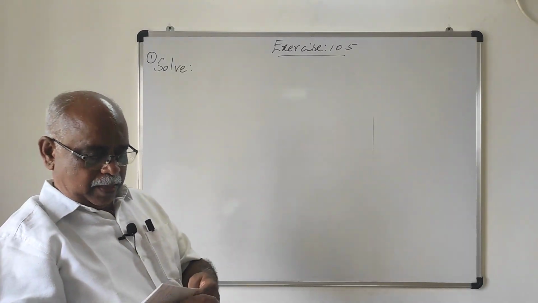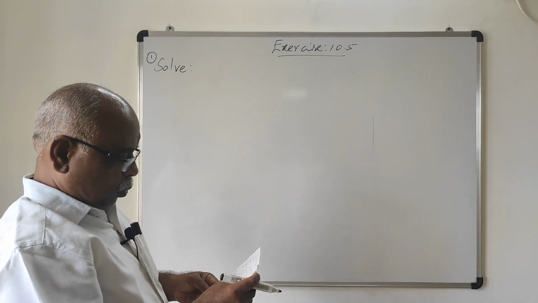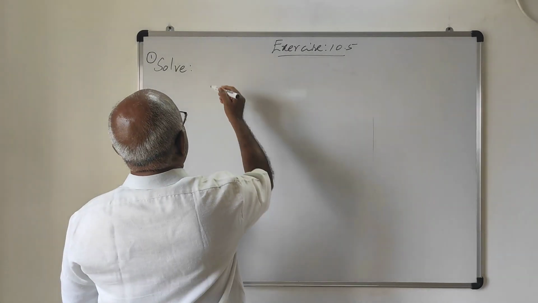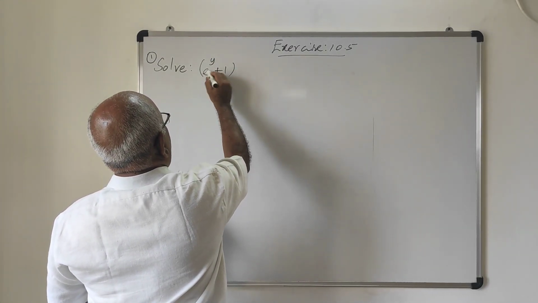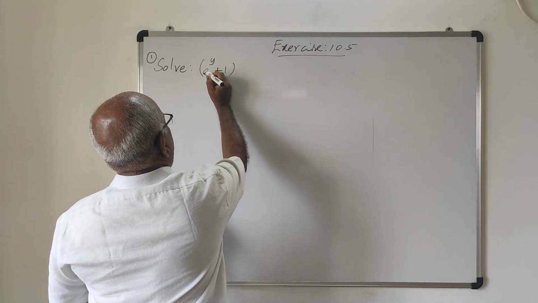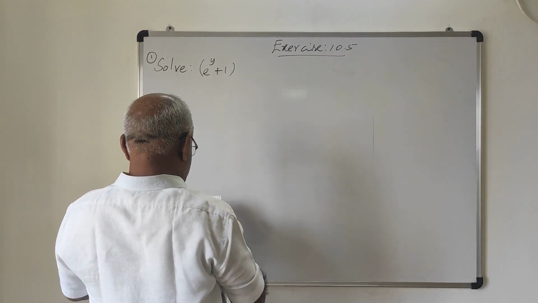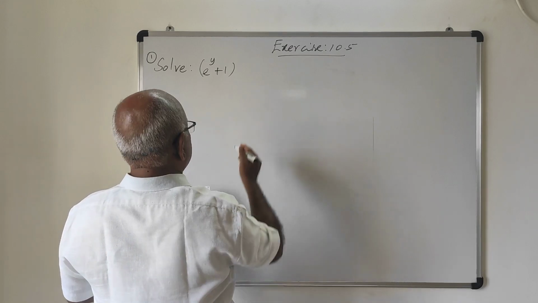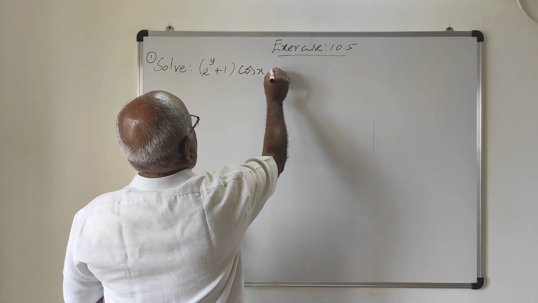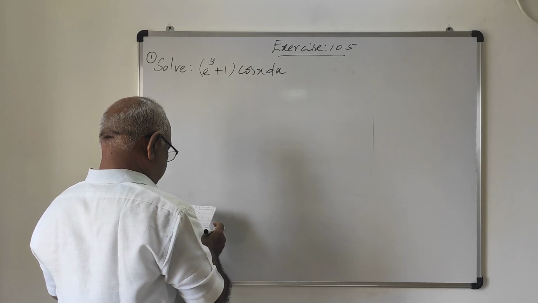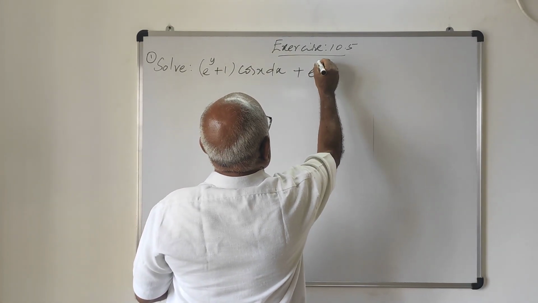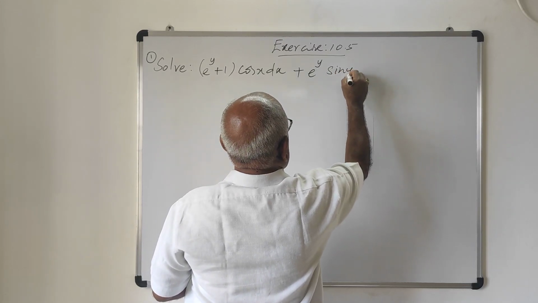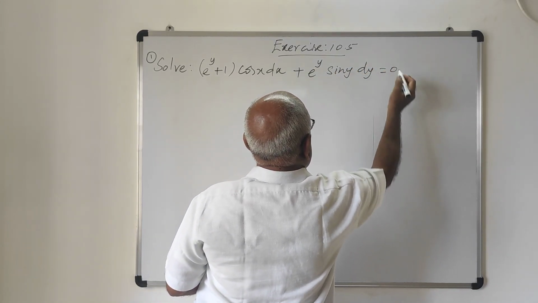Second problem. Solve (e^y + 1) cos x dx + e^y sin y dy = 0.